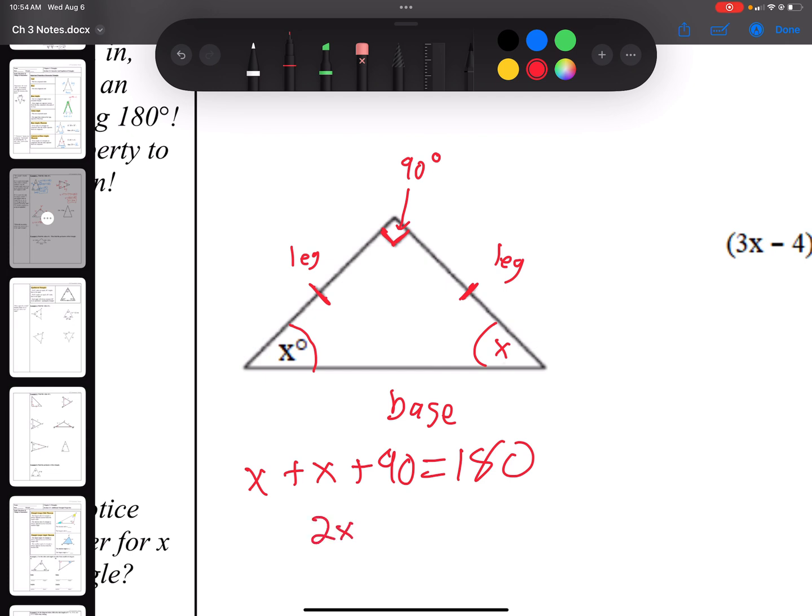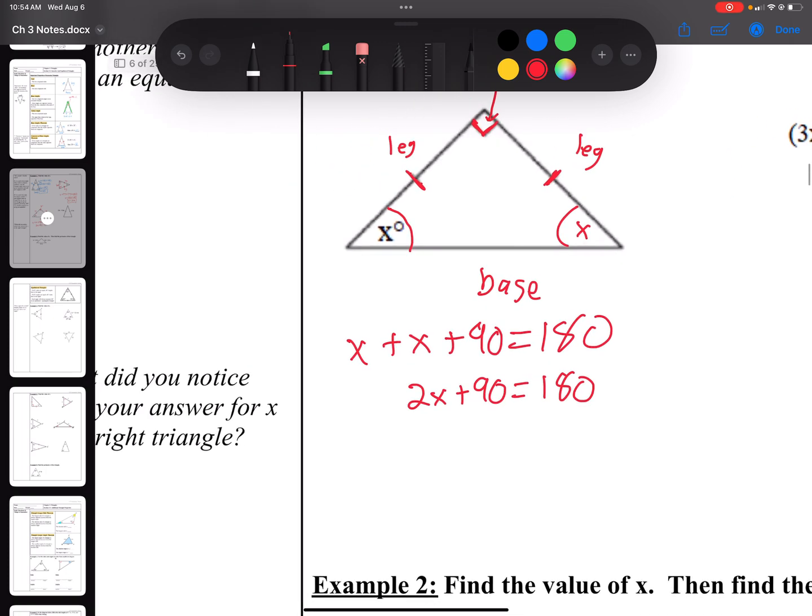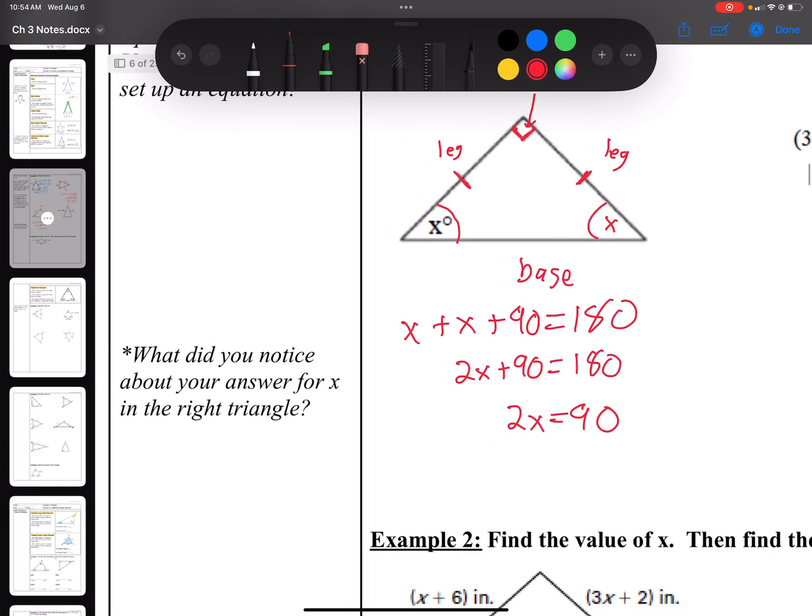Combine your like terms, you'll get 2x plus 90 equals 180. Subtract 90, you get 2x equals 90. And you will get, when you divide by 2, x equals 45. What did you notice about your answer here? 45.